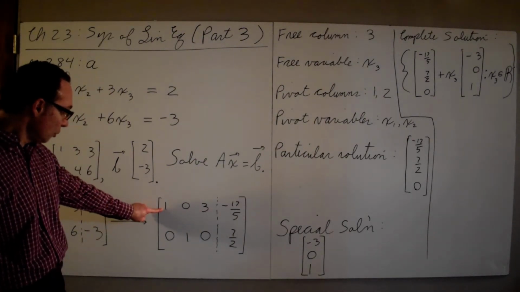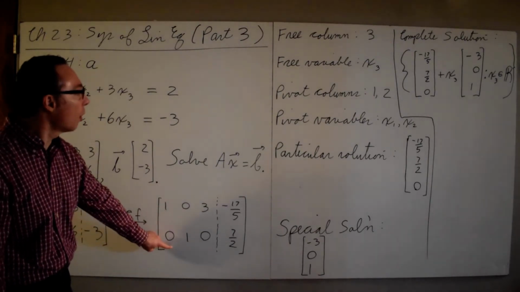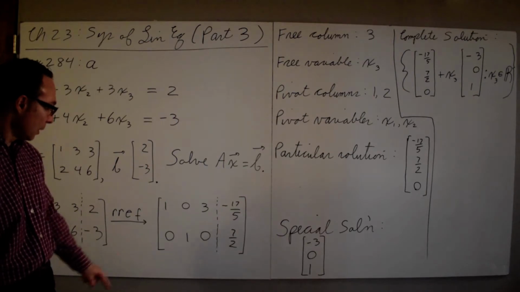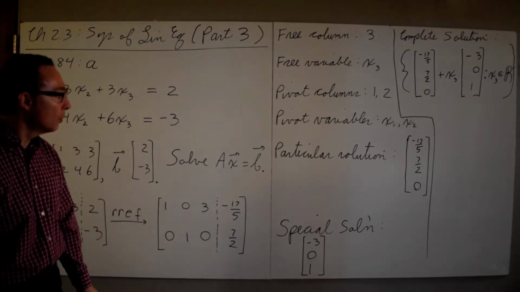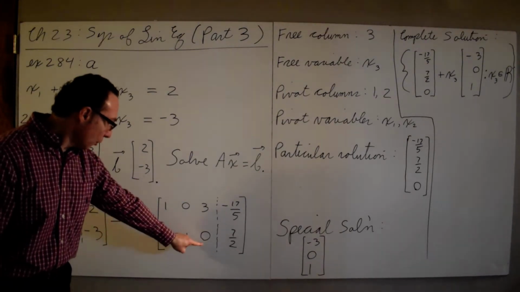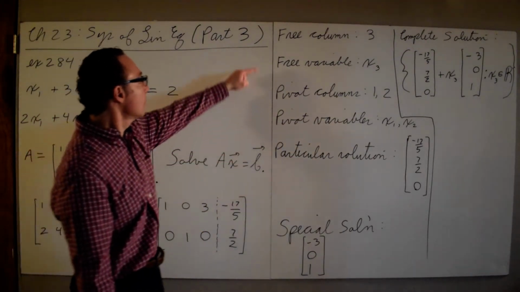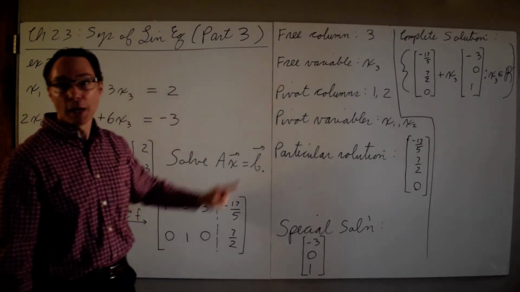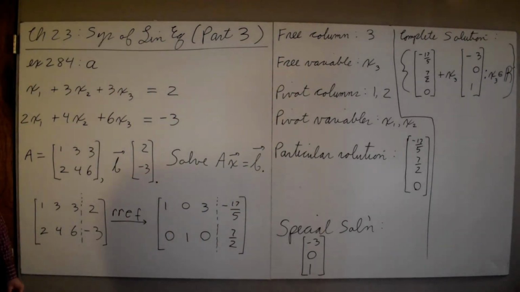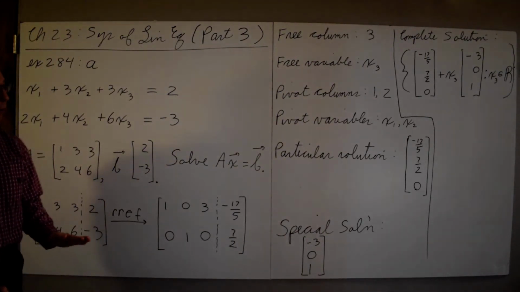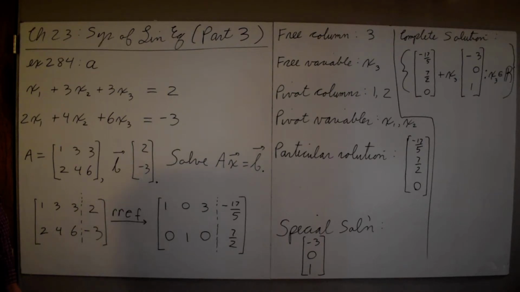We have two pivot columns, so column 1 and column 2 are our pivot columns. That means that x1 and x2 are our pivot variables. The third column is a free column. That means our free variable is x sub 3. Now the free variable being x sub 3 means we can set our x sub 3 to whatever we want. It's free.